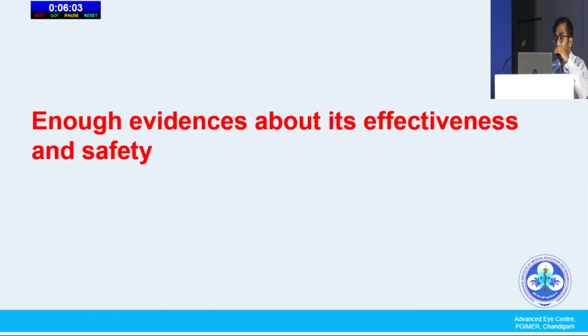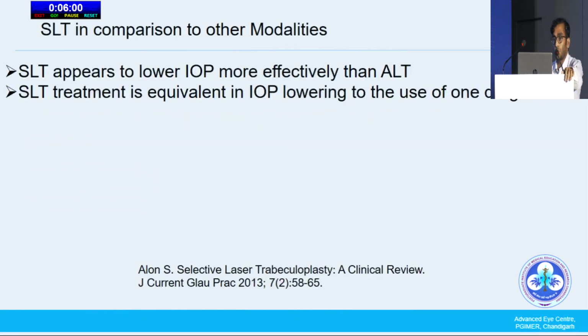So what is the evidence about the safety and efficacy of this procedure? There are plenty of studies which compare SLT versus medications, and a few very early studies compare ALT and SLT also. What they said is SLT and ALT are almost comparable in efficacy, and some studies say that SLT has a slight upper edge. Regarding SLT treatment, the overall consensus is that it is equivalent in IOP lowering to the use of one medication, that is, it is equivalent to another add-on medication.